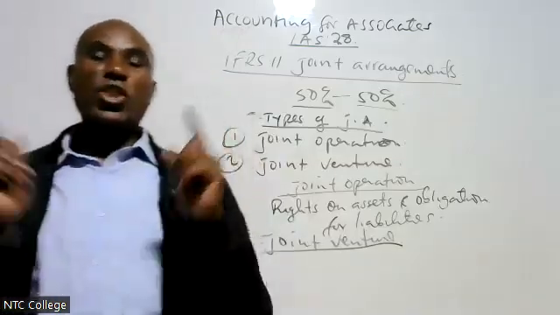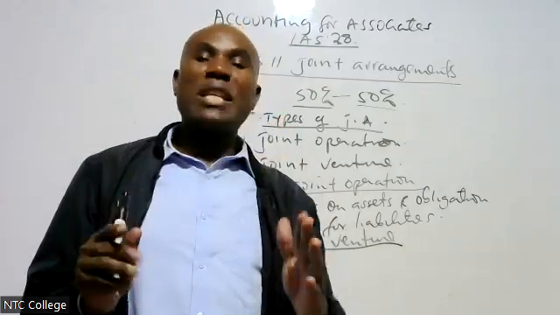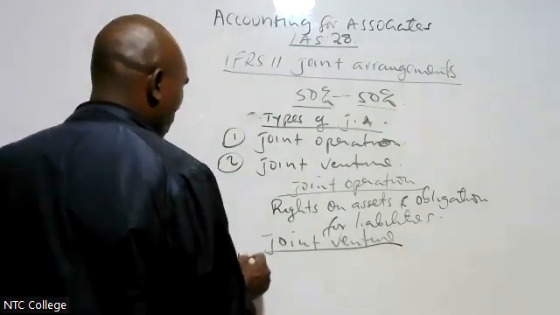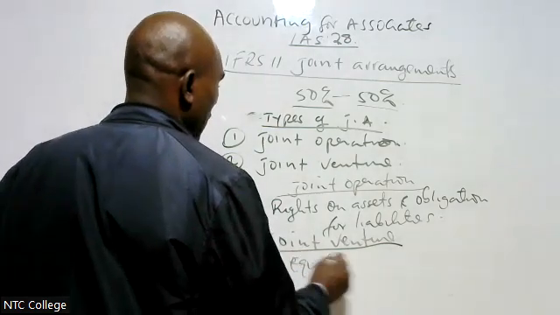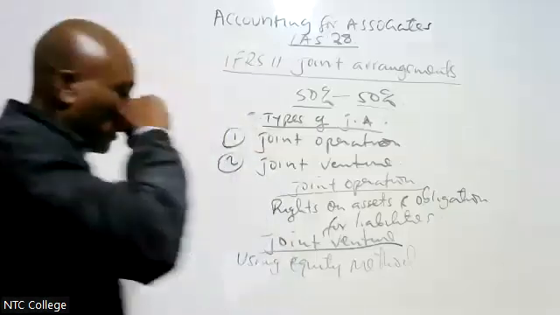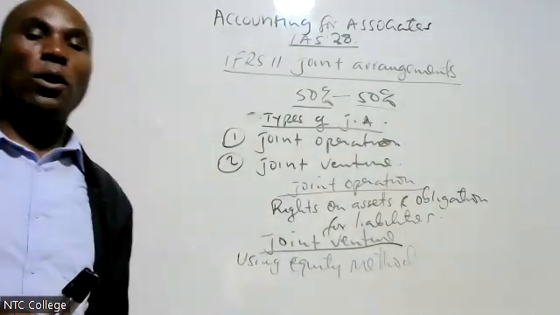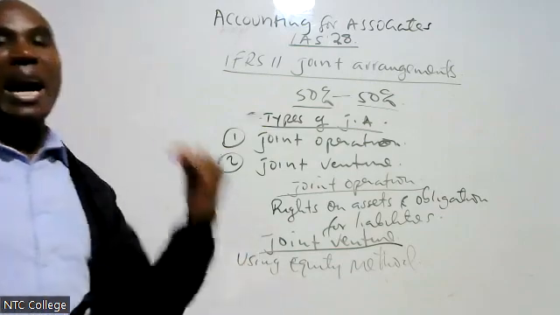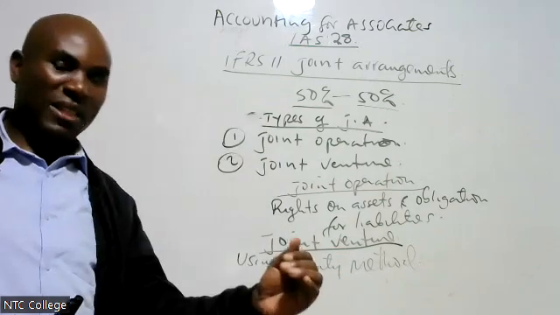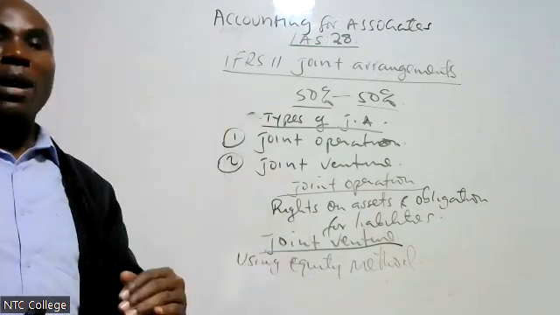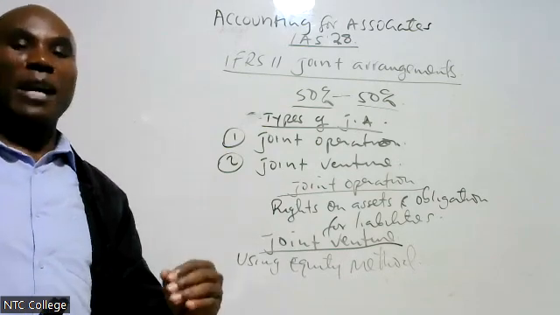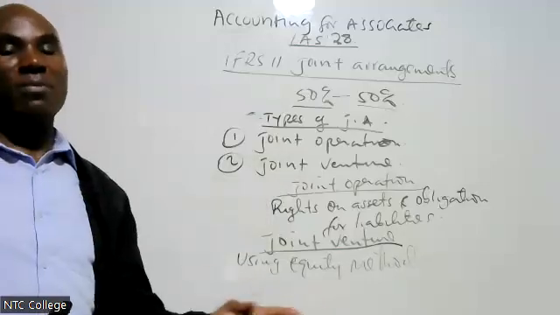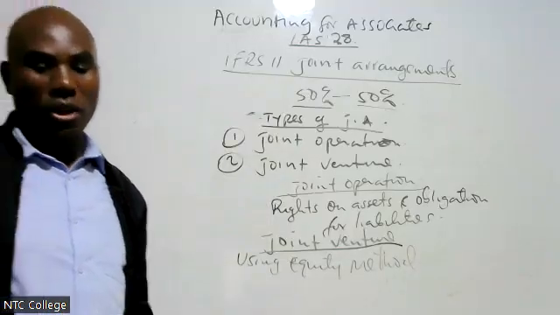Therefore, in a joint venture, we account using what we call the equity method. Joint venture is accounted for using the equity method, whereby we recognize the joint venture at cost, the same way as an associate. Thereafter, we adjust it with post-acquisition profits and reserves, less impairment loss, less unrealized profit in the joint venture.